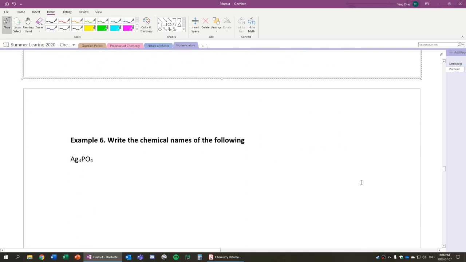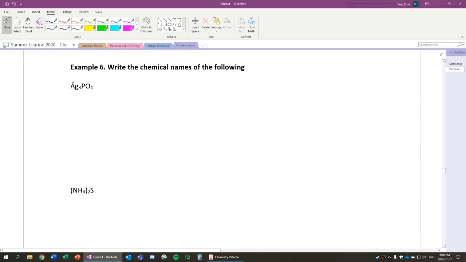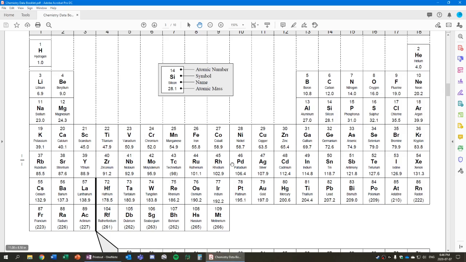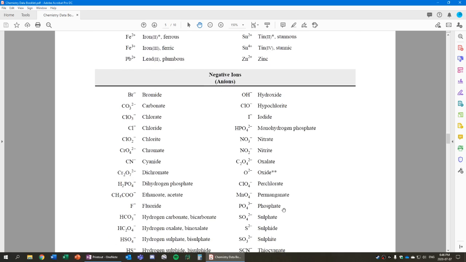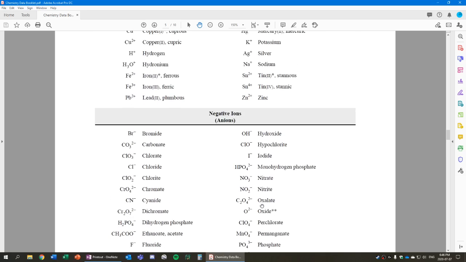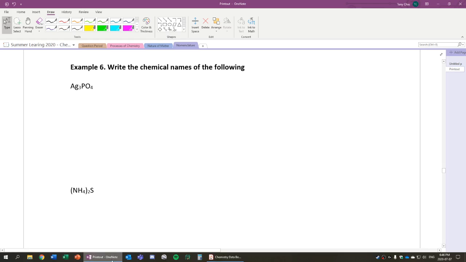So, what do we have? Well, let's look at this first example. We have Ag3PO4. Well, let's look at our polyatomics. Silver is right here. Silver is actually one of those multivalents, so it's part of the middle section that only has 1 charge. It's only +1. But PO4, that's phosphate. So what you end up getting is silver, not a multivalent, phosphate.